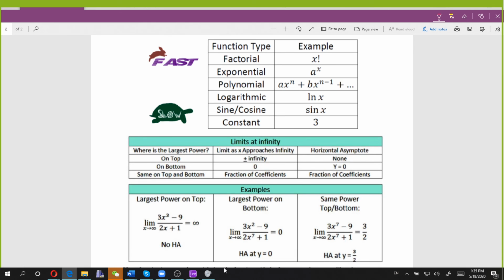If you don't have polynomials, then you can follow this order guide to see what grows faster. So if your fastest function growth is on top, then you'll approach positive or negative infinity. If your fastest function growth is on bottom, you'll approach 0. And if your fastest function growth is the same speed, then you'll approach the fraction of the coefficients. Factorials grow faster than exponentials, grow faster than polynomials, grow faster than logarithms, grow faster than sine or cosine, grow faster than constants, which don't really grow at all.